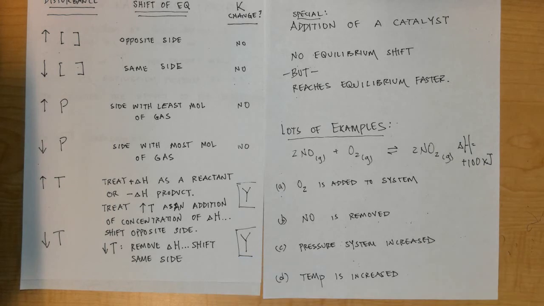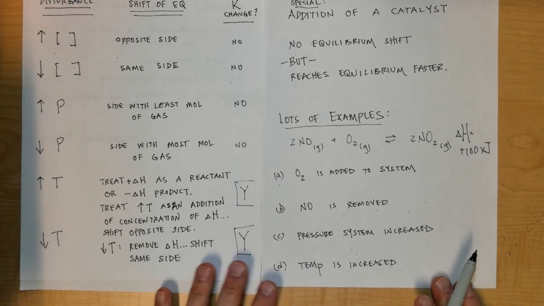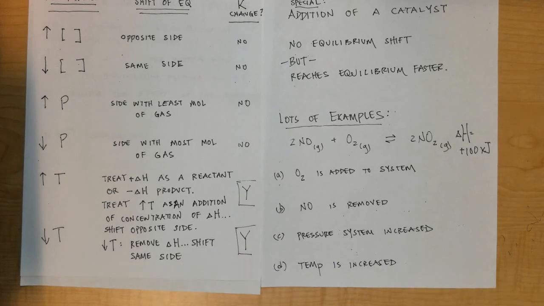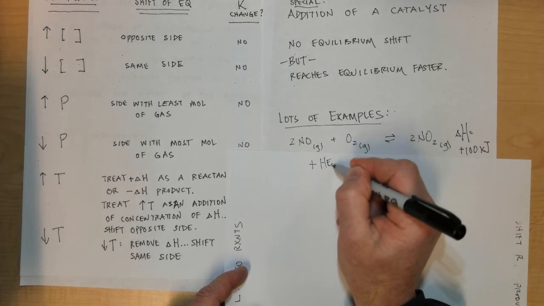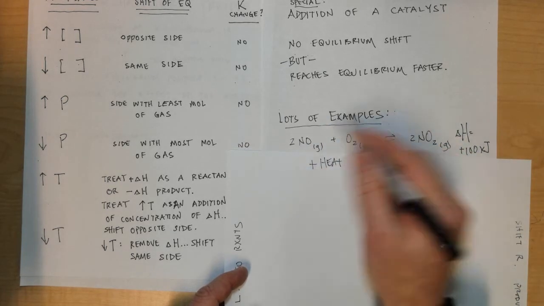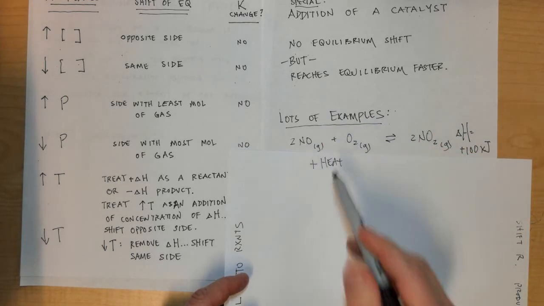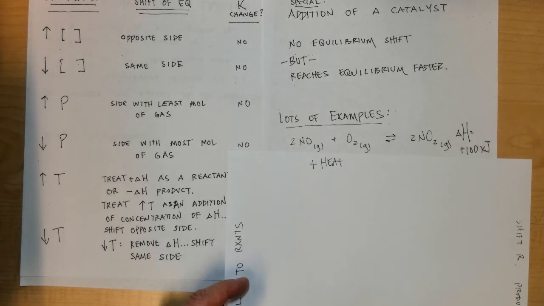Last one, temperature is increased. Now this is the trickiest one for lots of people, because you have to take H and write it as a reactant or a product. And since it's positive right here, it means it's endothermic, which means heat is added to the system, so you add it as a reactant. And so you actually take this reaction and write the words plus heat on this side of the reaction right here, so you know it's a reactant.